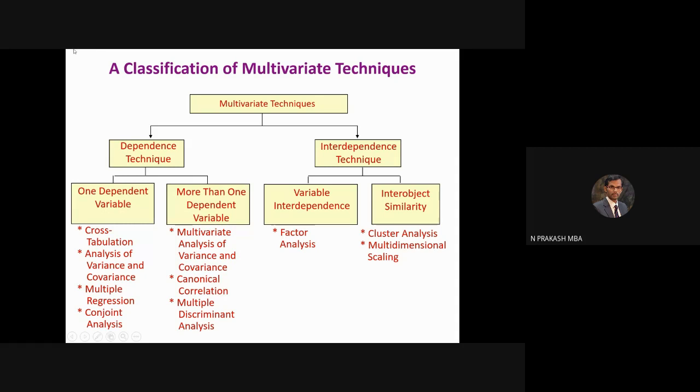So here it is a multivariate techniques classification. Multivariate techniques are classified into two categories. One is dependence techniques and another one is interdependence techniques. With dependence techniques we always find the relationship between the variables, which may be metric variables or non-metric data. Interdependence techniques will be used when we have collected n number of variables and we want to identify the interdependence between the variables. Then we perform the interdependence techniques.